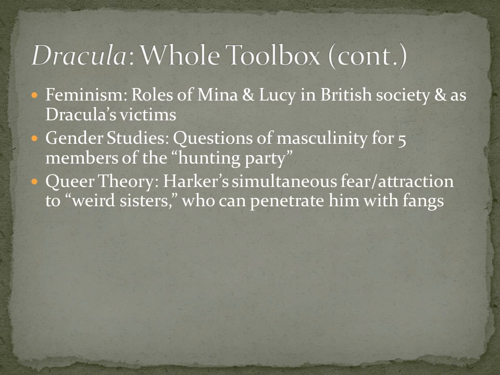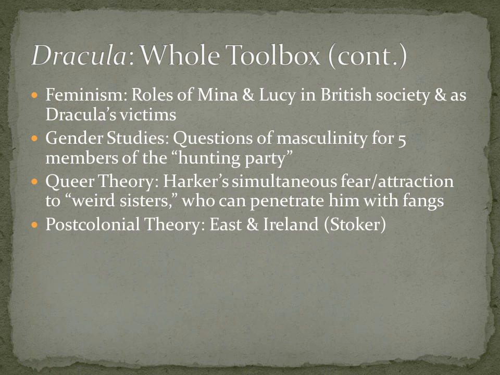Queer theory, this is interesting with Harker. He's both afraid of and attracted to the weird sisters, and in a queer kind of way, the fangs, all throughout, like we talked about in Lesson 9, are a very phallic symbol. We talked about it with Dracula penetrating into the British domestic sphere as this alien other, but also Harker, when he's attracted to these vampire women, he can be penetrated by their fangs. So is that a queer desire? I don't know, maybe, but it's one way to pursue that approach to the text.